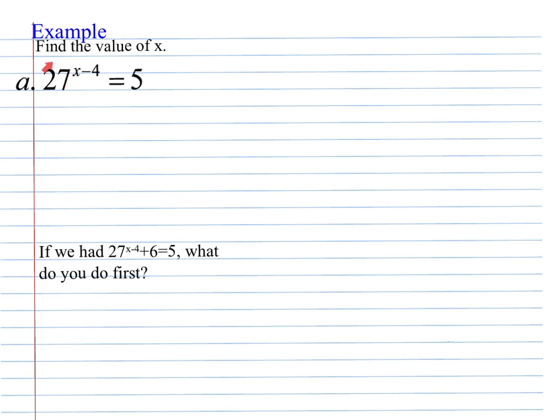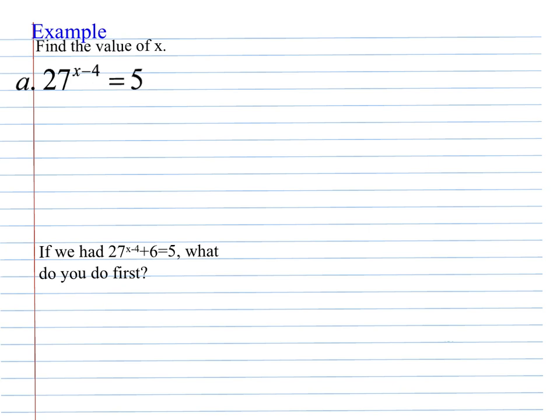Since there's no way we could write 27 and 5 to be the same base or to write them in exponential form, that means we're going to be using our properties of logs. So since our variable is this one, we want to get rid of that 27. The only way to get rid of that 27 is to raise it to the power of log. So take the log of 27 on both sides.